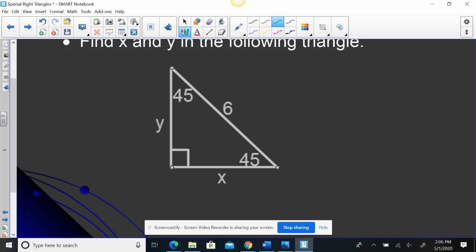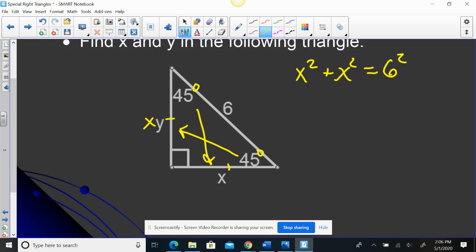Okay, so Pythagorean theorem is something you should know hands down. So I'm going to just use Pythagorean theorem and use this as isosceles. Since these are both 45, their sides that are opposite them are also equal. So x squared plus x squared equals 6 squared. This is going to give me 2x squared equals 36. Divide by 2. x squared is 18.